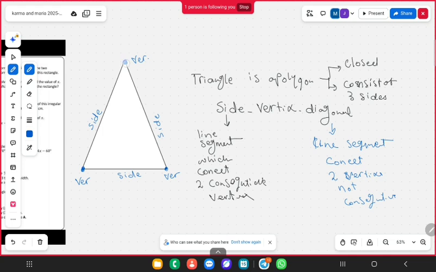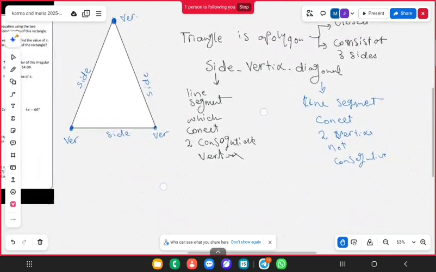Why? Because I've connected this with this, it's consecutive. This vertex with this, it's consecutive. Every vertex is consecutive to each other, right? Okay, that's about the triangle.